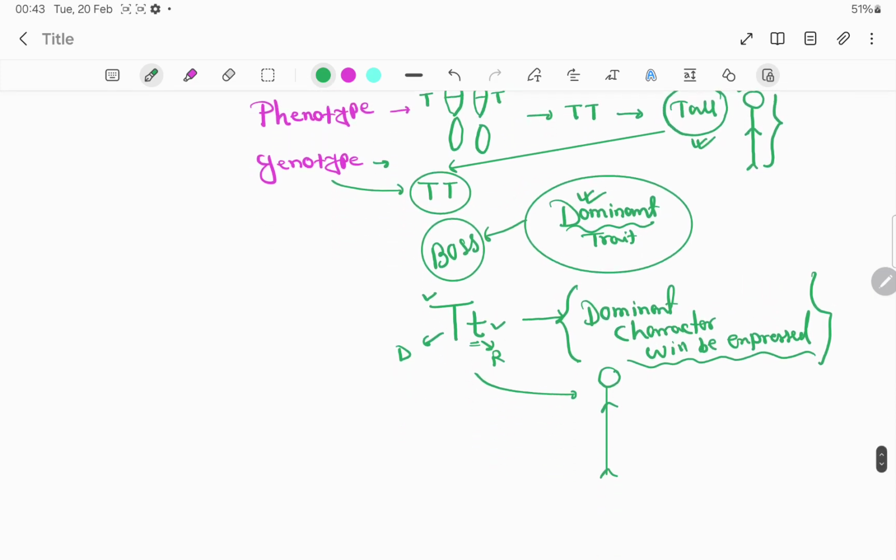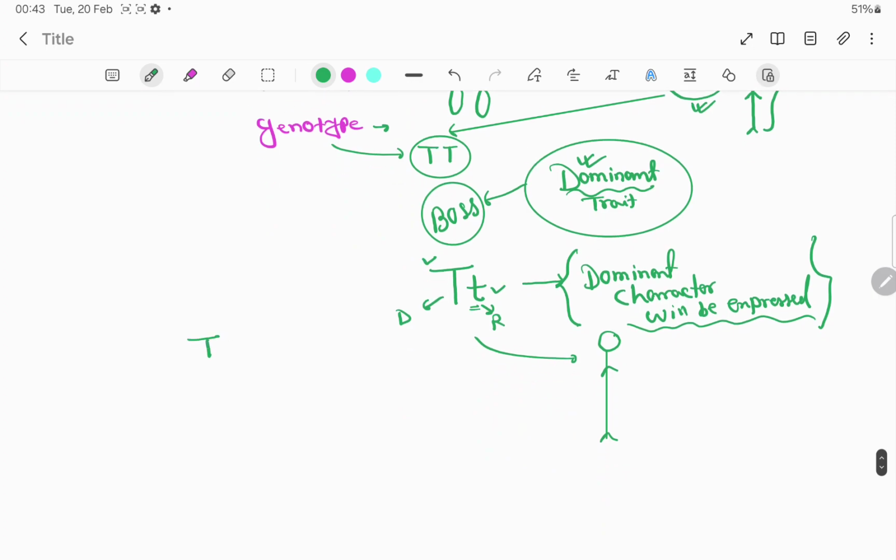Capital T, capital T individual is also tall, but you can say it is pure tall. Here it will be pure tall, because both the alleles are the same and it is the homozygous condition. But here it will also be tall, but it will be called hybrid tall, because one is dominant, another is recessive. That means which condition is it? It is the heterozygous condition. Clear?